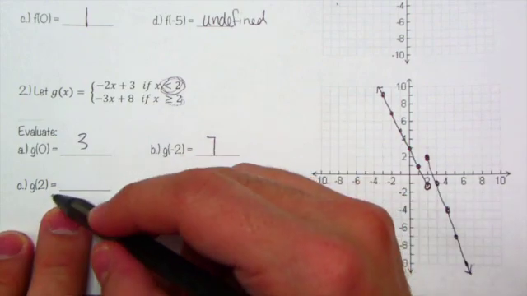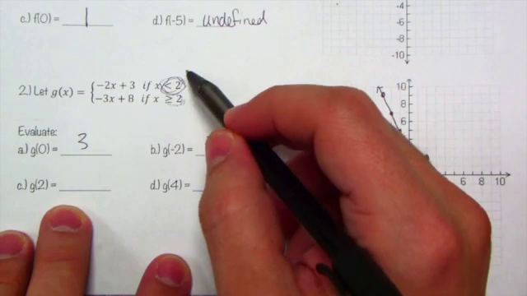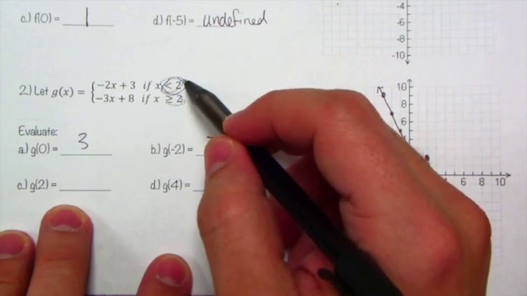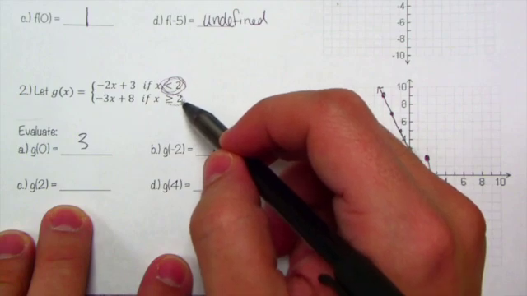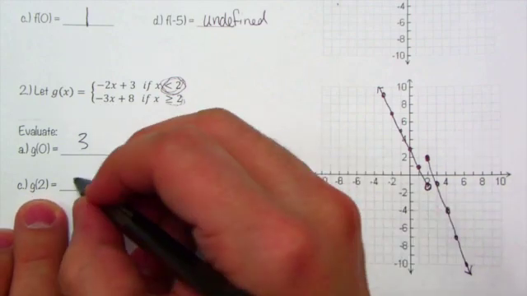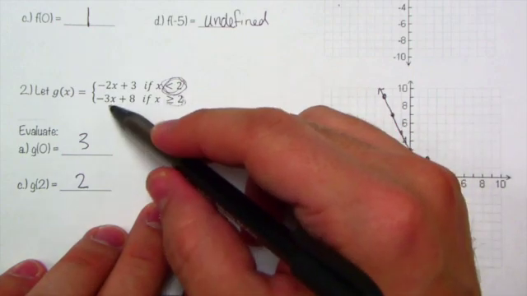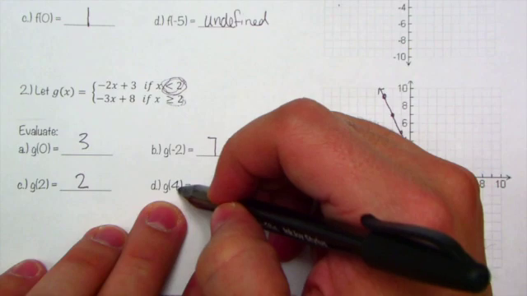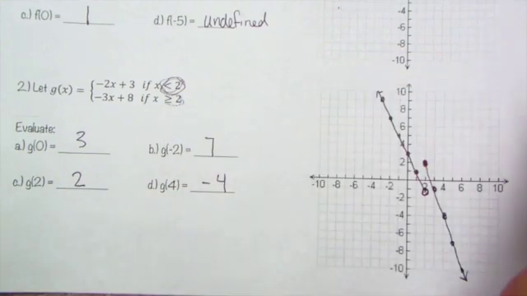2, we got to be careful with this. 2 actually falls in the second one because this first one doesn't actually include 2. It's everything less than 2. Whereas this one is greater than or equal to 2. So it does fall in the second one, so I do need to use the second one. Negative 3 times 2 is negative 6, plus 8 is 2. And 4 is greater than 2, so it's the second one again. Negative 3 times 4 is negative 12, plus 8 is negative 4. Okay. So those are graphing piecewise functions.